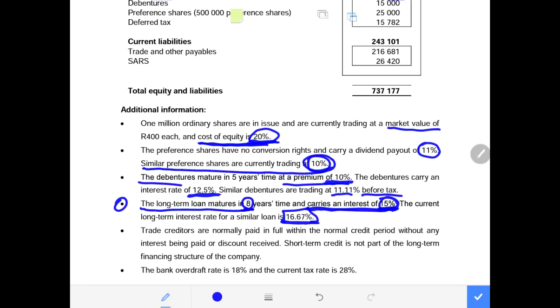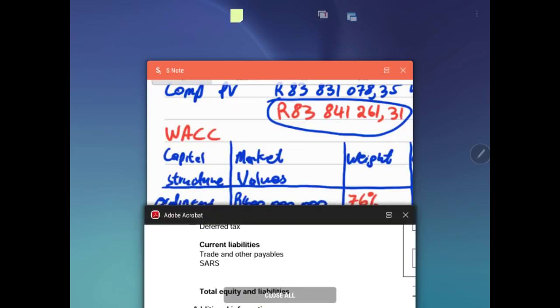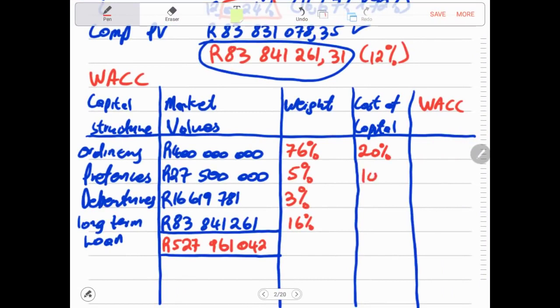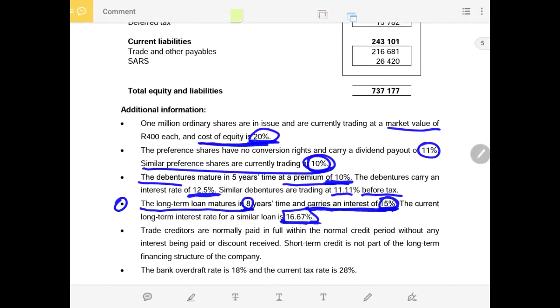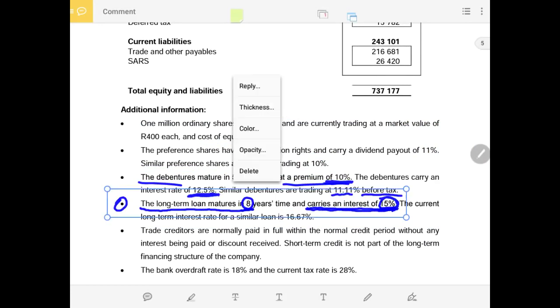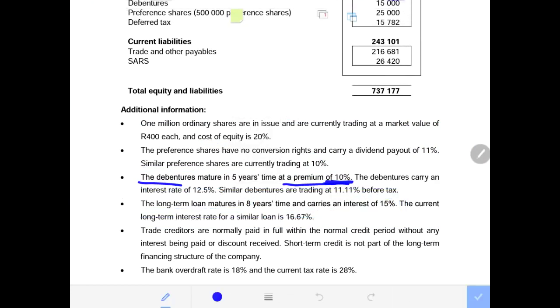So the cost according to the market is 10%. So we put the 10% of the market because the question instructed us to do so. Then we go to the next financial instrument and we look for the cost according to the market. And this is our debentures, which are currently trading at 11%. Remember, this is before tax.